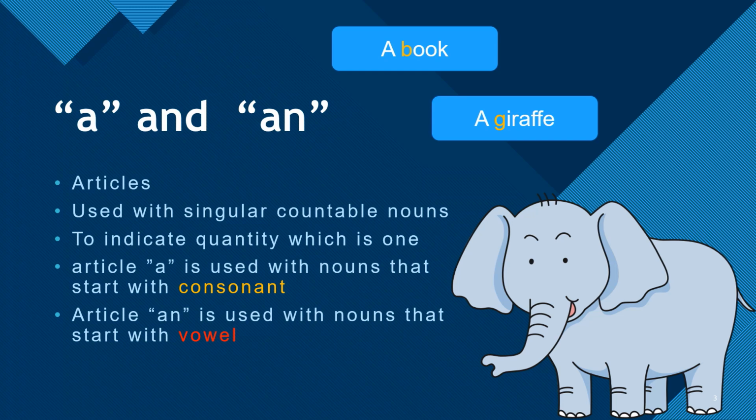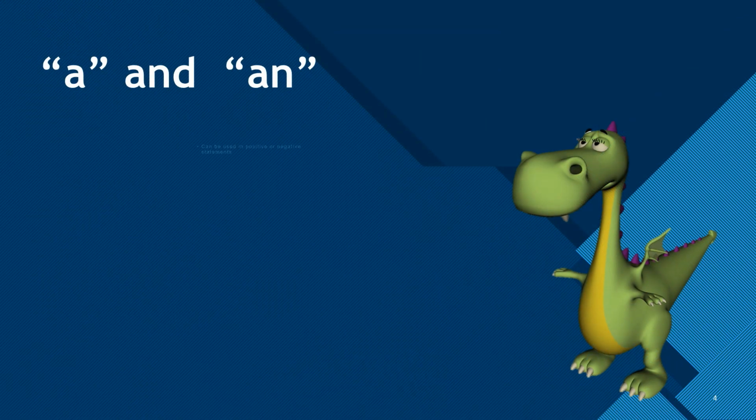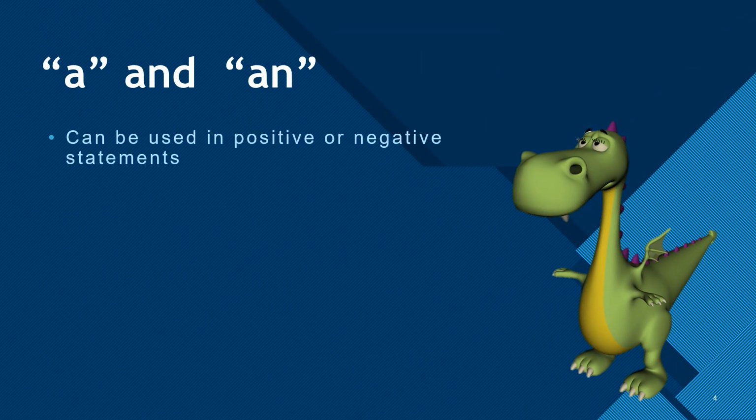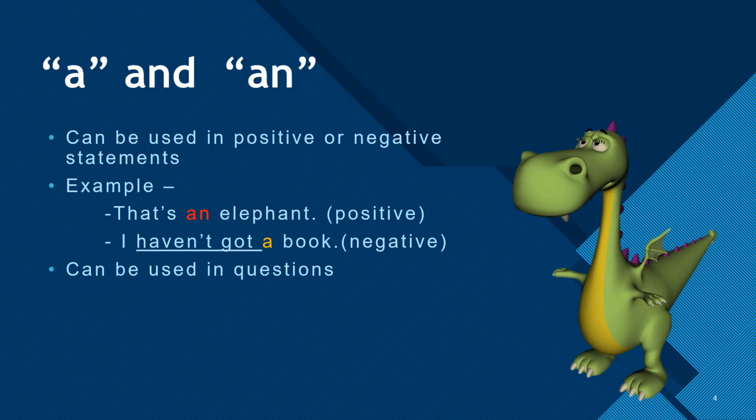Article an is used with nouns that start with a vowel. Example, an elephant. E is a vowel, and an apple, where A is a vowel. Articles a and an can be used in positive or negative statements. For example, that's an elephant. This is a positive or affirmative sentence. Or I haven't got a book. This is a negative statement. They can also be used in questions. Example, is that a dinosaur?